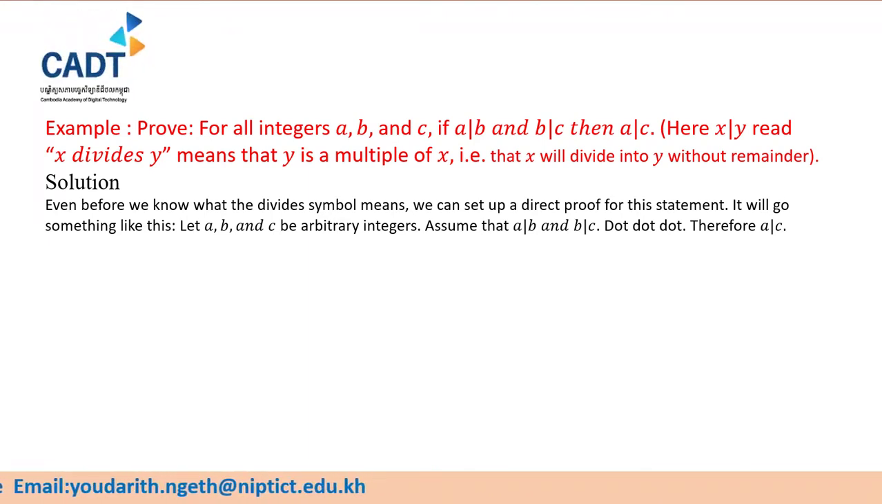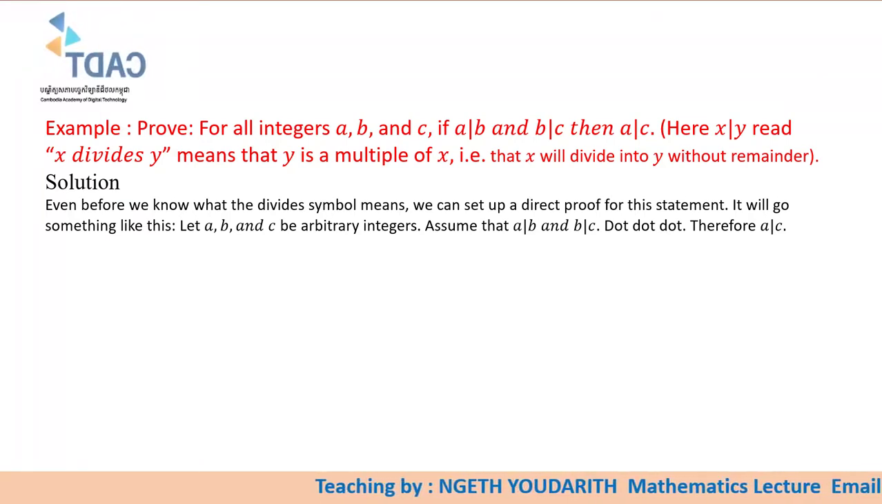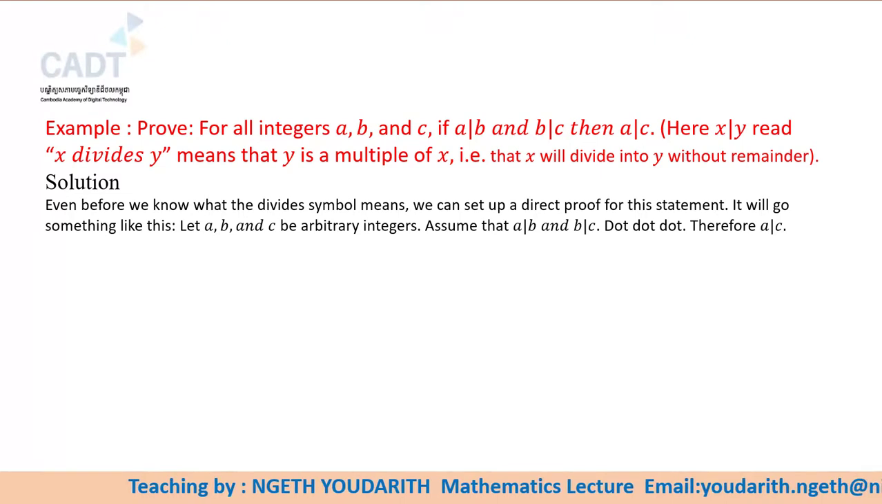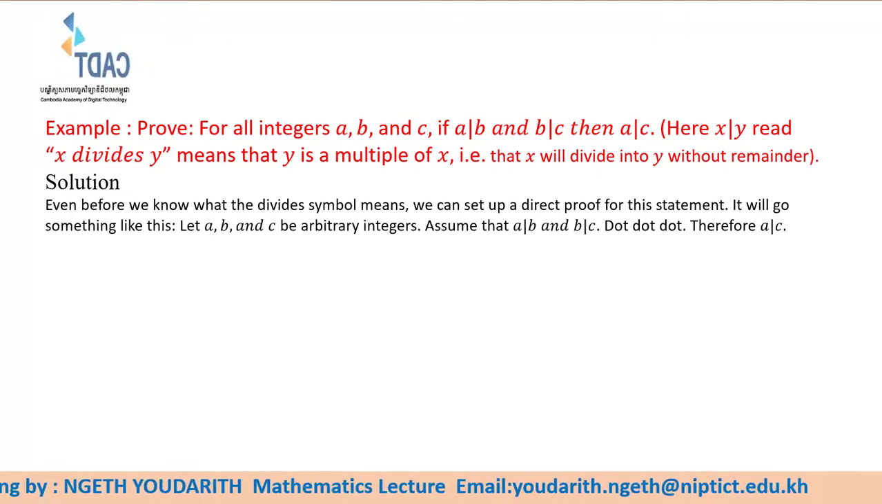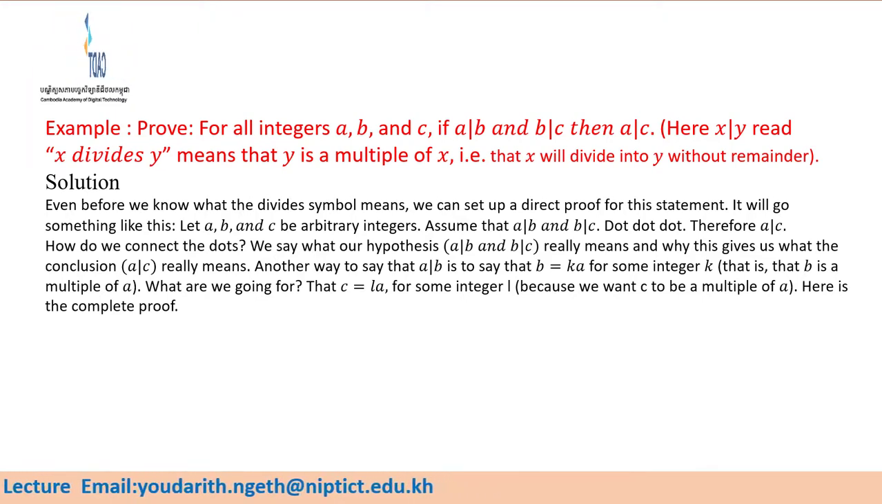Let A, B, and C be integer numbers. Assume that A divides B and B divides C, dot, dot. It means that we have blah, blah, blah, and therefore A divides C. So how do we connect the two dots? We say what our hypothesis is.